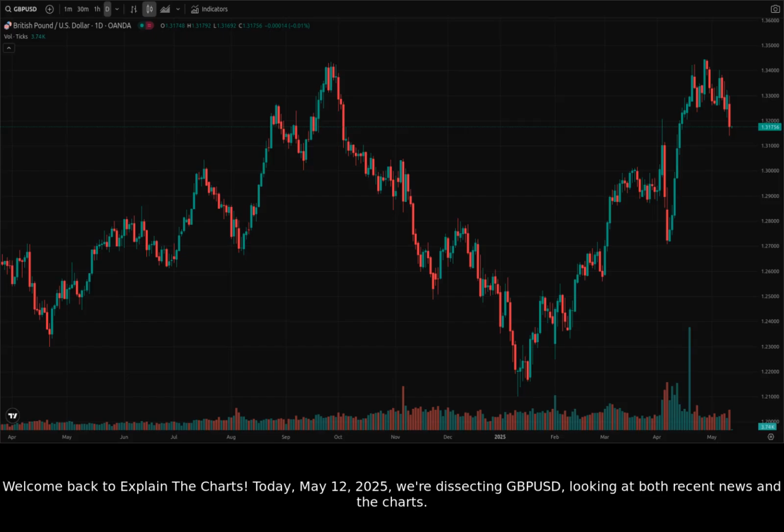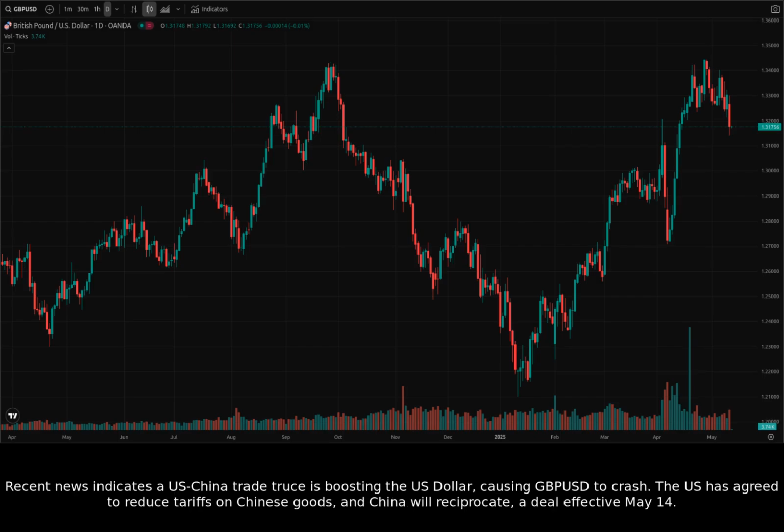Today, May 12th, 2025, we're dissecting GBPUSD, looking at both recent news and the charts. Recent news indicates a US-China trade truce is boosting the US dollar, causing GBPUSD to crash. The US has agreed to reduce tariffs on Chinese goods, and China will reciprocate, a deal effective May 14th.